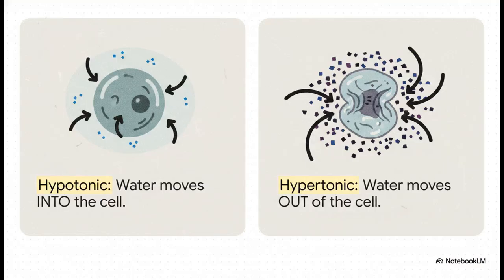Moving right along to Section 4, hypertonic fluids, or shrinking the cell. Okay, so we know hypo pushed water in. Well, hyper means high. Hypertonic fluids have a higher osmolarity, a much higher concentration than blood. Because the fluid outside the cell is so incredibly concentrated, it aggressively pulls water out of the intracellular space to try and dilute it down.